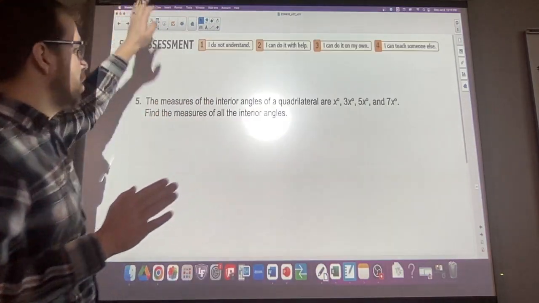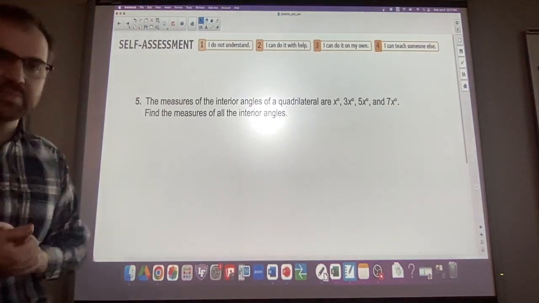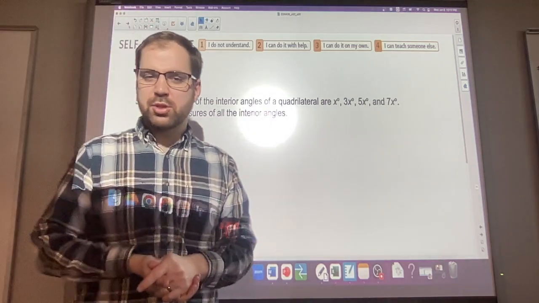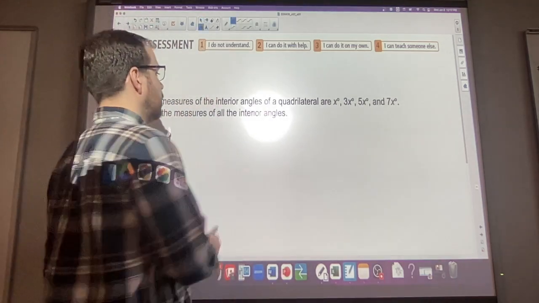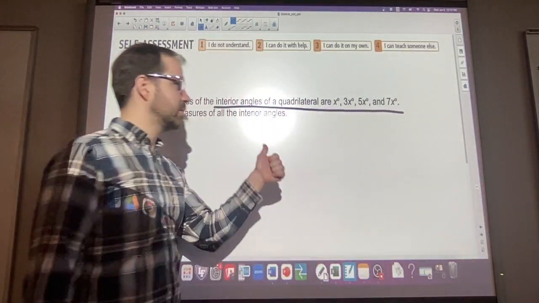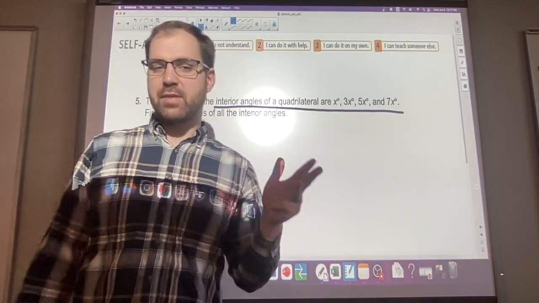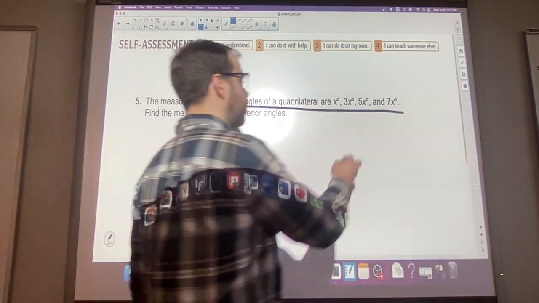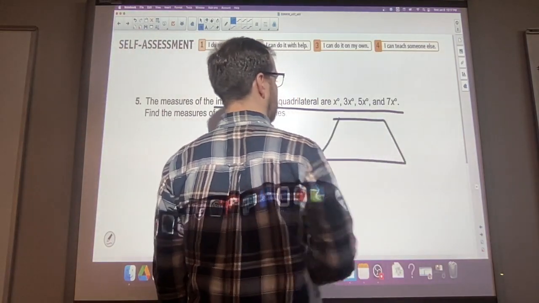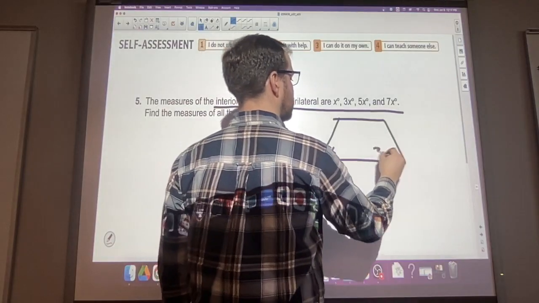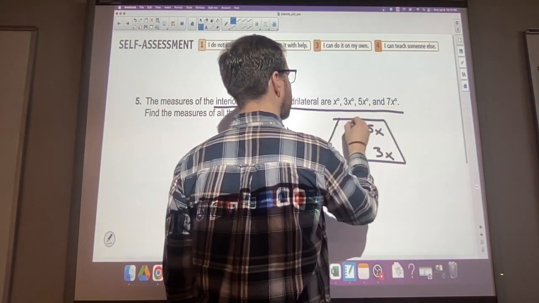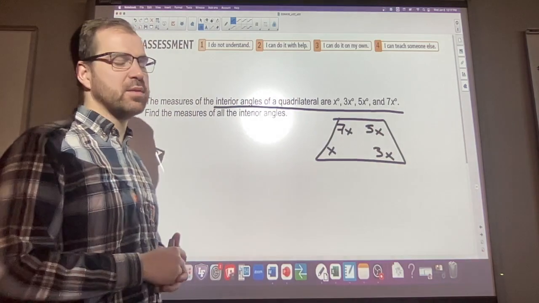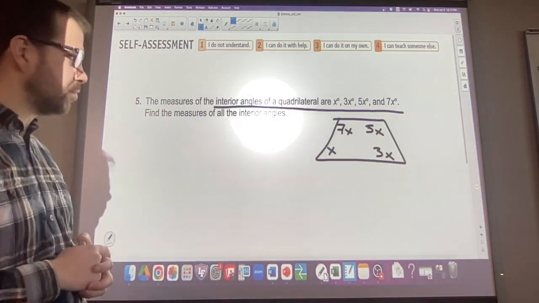There we go. All right, now, what if we get something crazy like this? You will get some where you have multiple missing angles. So let's just draw a picture of this. We have the interior angles of a quadrilateral are x, 3x, 5x, and 7x. Find the measures of all the interior angles. So let's draw a picture of what we got going on here. So let's say this is x, this is 3x, this is 5x, and this is 7x. Obviously this is not to scale, I'm just sort of filling in 4 angles, and we'll see what the numbers spit out here.